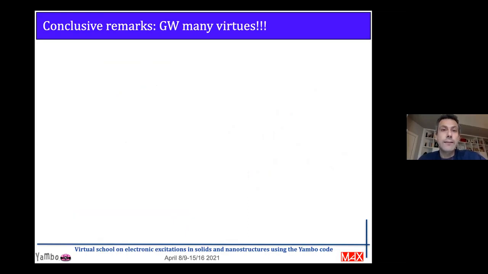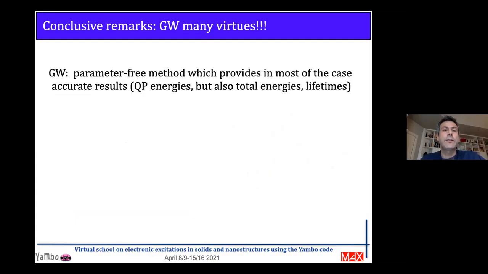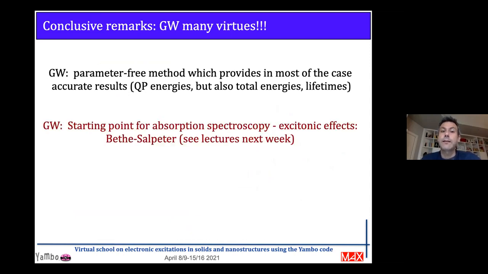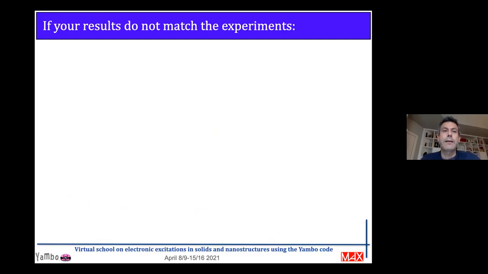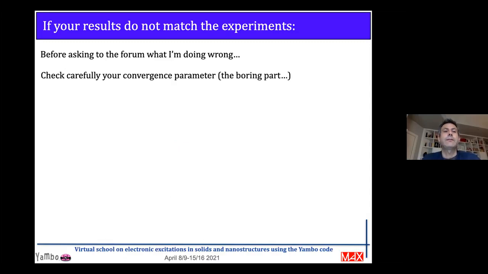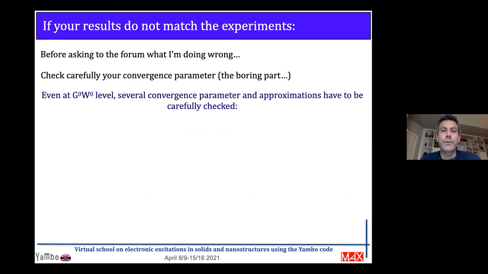Some concluding remarks. Among the many virtues of the GW approximation, it is a parameter-free method, and it provides accurate results in most cases. It is also the starting point for calculations of spectroscopy, but other ingredients are needed. Today it is feasible for medium-sized systems. The algorithm is suitable for HPC computation, particularly for GPU cards. But if your results don't match the experiments, don't worry. Always check carefully your convergence parameters. It is very, very important.